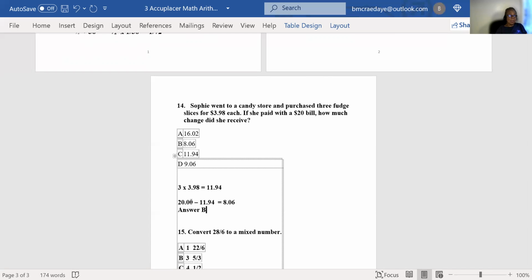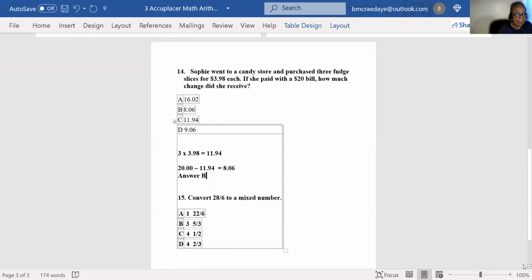So you did a multiplication and you did a subtraction. Now you could have rounded $3.98 off to $4 and say 3 times 4 is 12, and 12 from 20 is 8, but you had 2 cents on each of these. When you round it off to 4, that's like 2 plus 2 plus 2 is 6, and you get $8.06. That's another way of doing it.